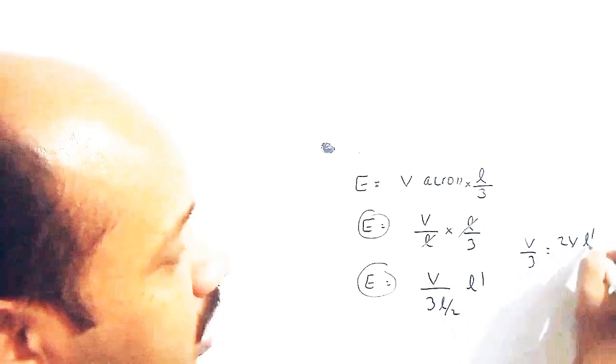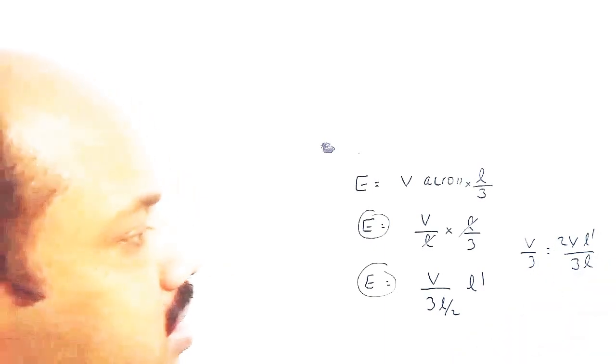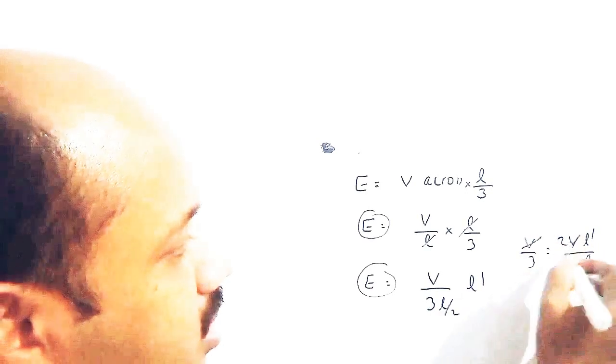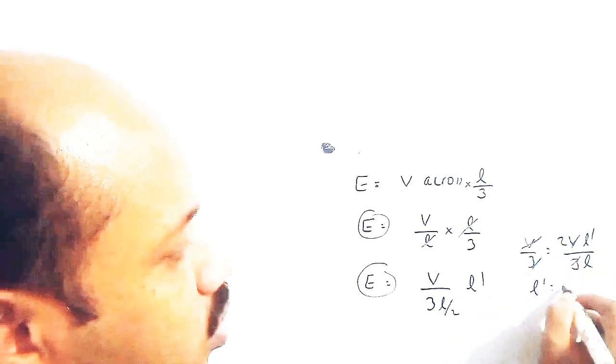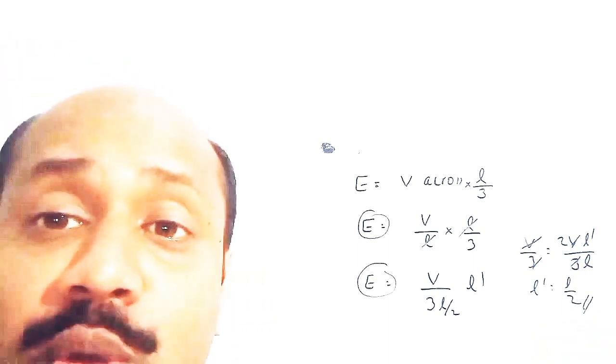VL dash 2VL dash divided by 3L, right? This got cancelled, this got cancelled, then L dash is equal to what? L by 2. That L dash is equal to what? L by 2, that's the right answer.